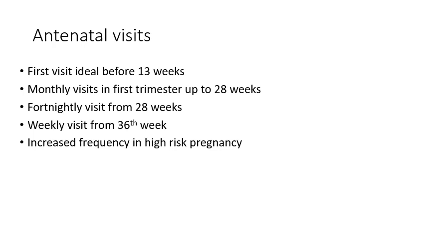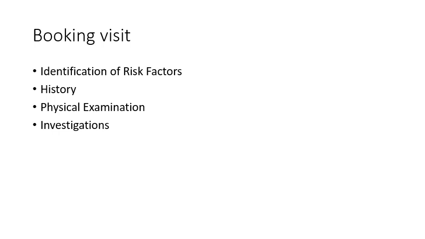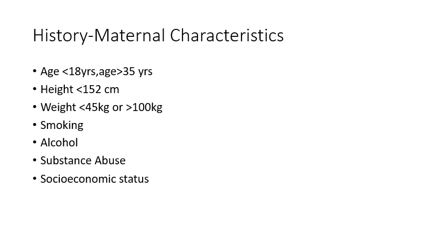The frequency is usually increased in this case. You want to identify risk factors, take a detailed history, do a physical examination, and other investigations: full blood count, you want to know her PCV, hemoglobin level and platelet count, urinalysis to check for glucose or protein in urine, and glucose level. You also want to do a booking visit, identify risk factors, take a detailed history, do a physical and run some basic investigations. So there are certain things you want to know.